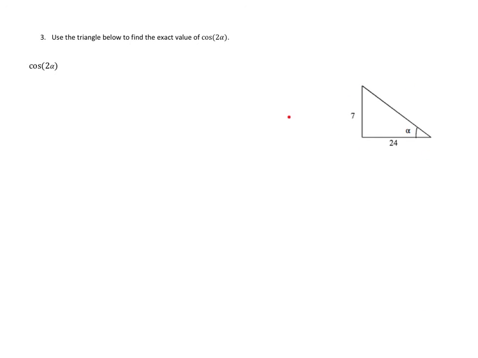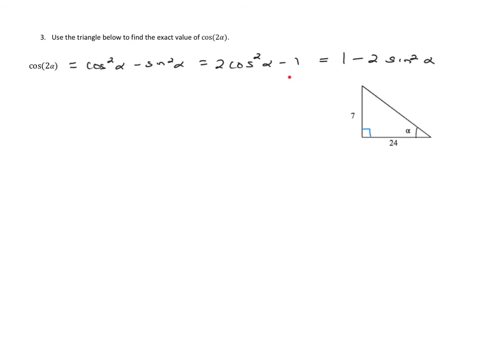Let's use this triangle to figure out the exact value of cosine of 2 alpha. Here we have a right triangle, so I'm just going to put this right angle in here. And this angle is alpha, and this one is 2 alpha. We must use the double angle formula for cosine in this problem, and there are a few versions of it. I'll list them all. Cosine of 2 alpha is equal to cosine squared alpha minus sine squared alpha. It's also equal to 2 cosine squared alpha minus 1, and also 1 minus 2 sine squared alpha. We can use any one of them that we want to get our answer.